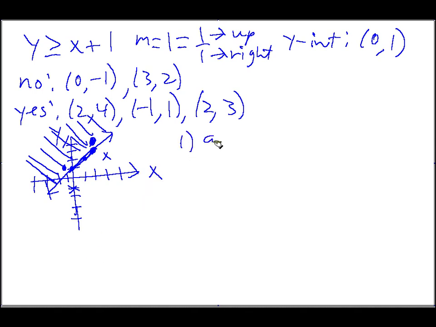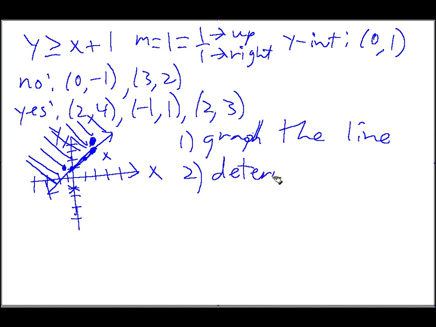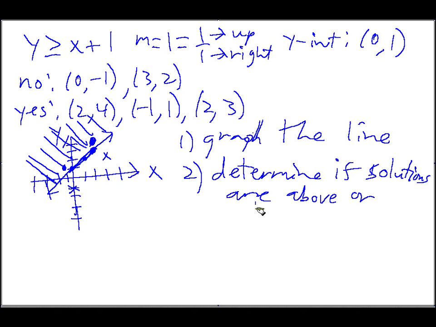Okay? So again, the idea is: first thing we do is graph the line. And then what we do next is determine if solutions are above or below the line. In other words, we determine if we shade above the line or shade below the line. In this case, we shade above the line.